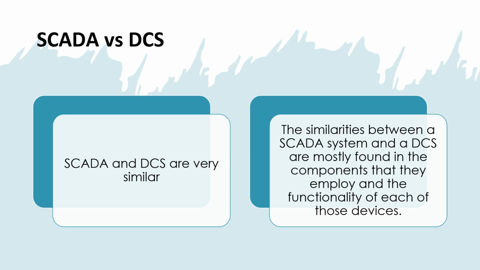SCADA systems and DCS, at first glance, appear to be very similar. Although there are very striking similarities between the two systems, there are also prominent features that distinguish one from the other. The similarities between a SCADA system and a DCS are most likely found in the components that they employ and the functionality of each of these devices. The components include, among other things, the HMI, the historian, the PLCs, and the control server.